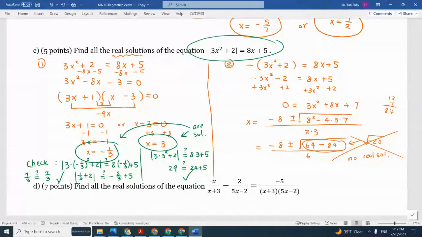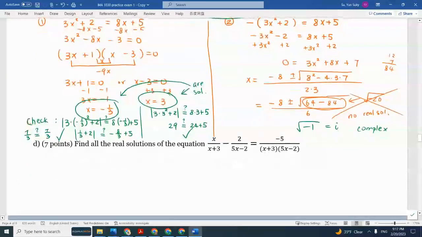So this is part C. If you can understand part C, could you type C in the chat? Why didn't we use the square root of 20? Because it's a complex number. Remember, the square root of negative 1 is i. If you have the square root of a negative number, it's complex. It's not a real number. Okay, good point.